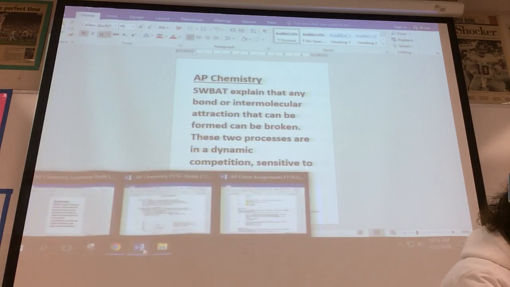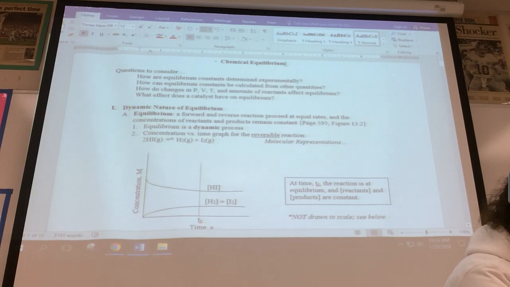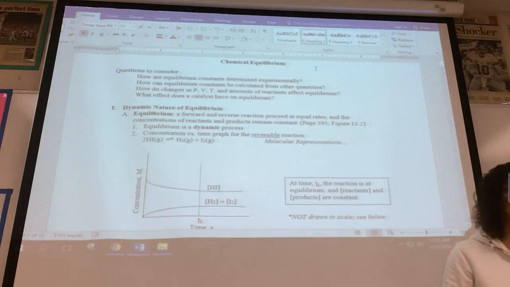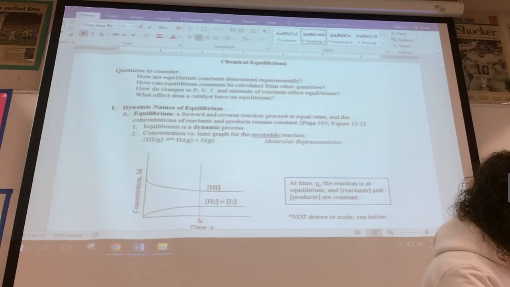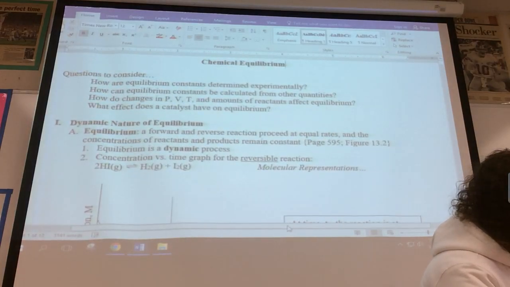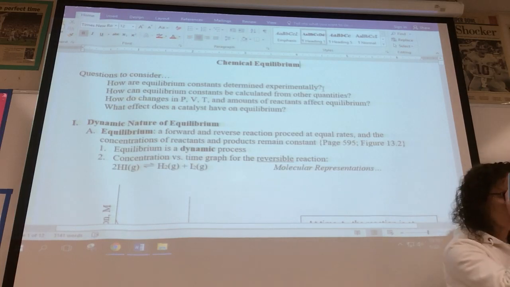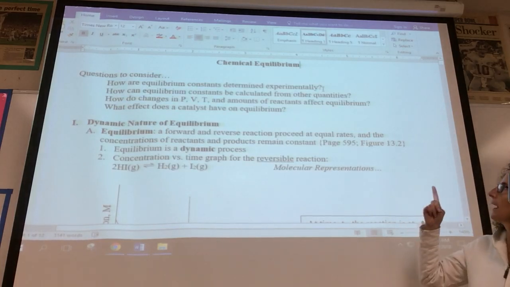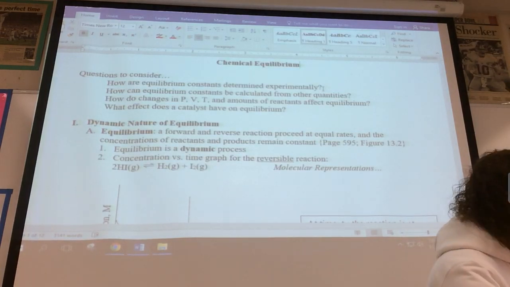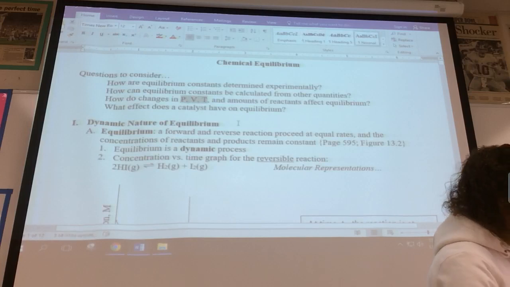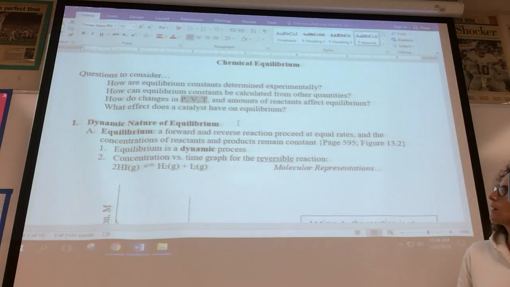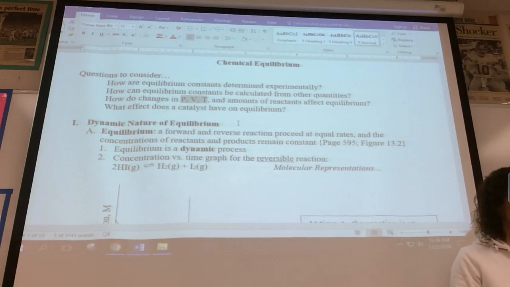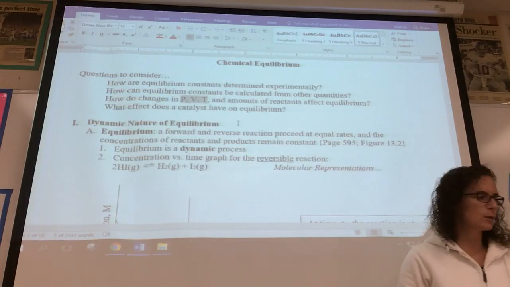So we're going to take a look at chemical equilibrium. We mentioned a smidge about it in the previous chapter. What we're going to be looking at here is how equilibrium constants are determined from data. We'll be doing that today as well as in the lab. We want to look at how equilibrium constants are calculated from concentrations of substances. We're going to look at how disturbances or alterations in pressure, volume, and temperature affect equilibrium. And then we'll also take a look at what effect, if any, a catalyst has on equilibrium.